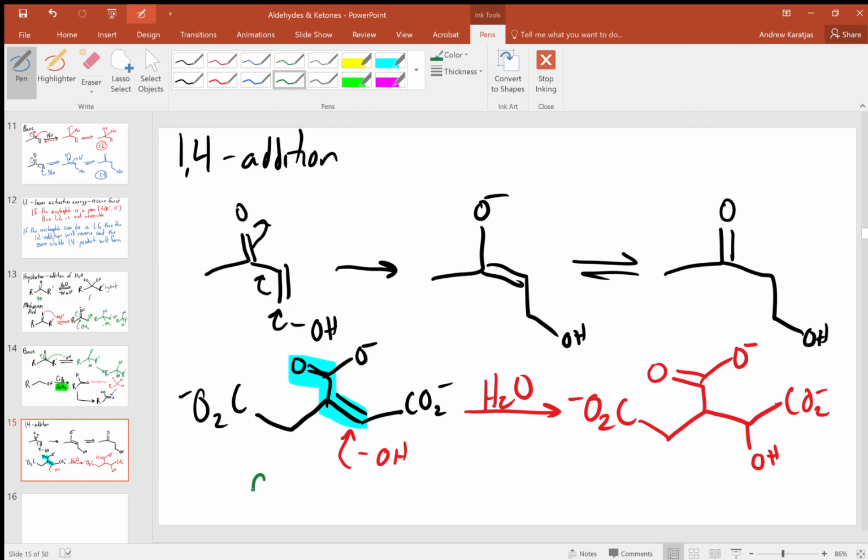Well, this reaction starts with cis-aconitate and forms isocitrate based on a 1,4 addition of water. And this is, of course, one of the steps that we find in the citric acid cycle.